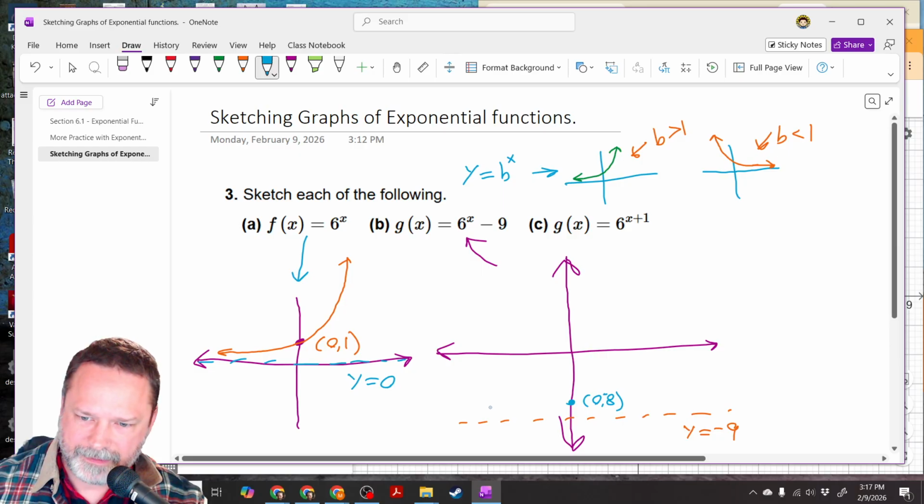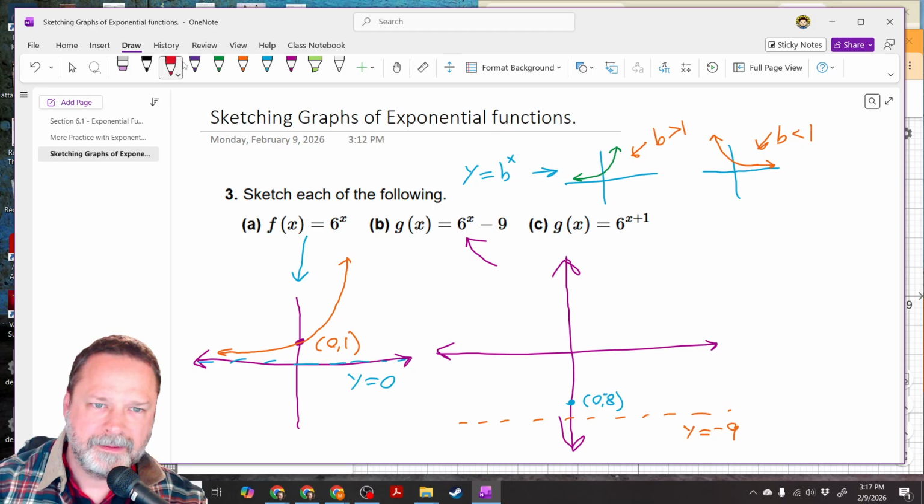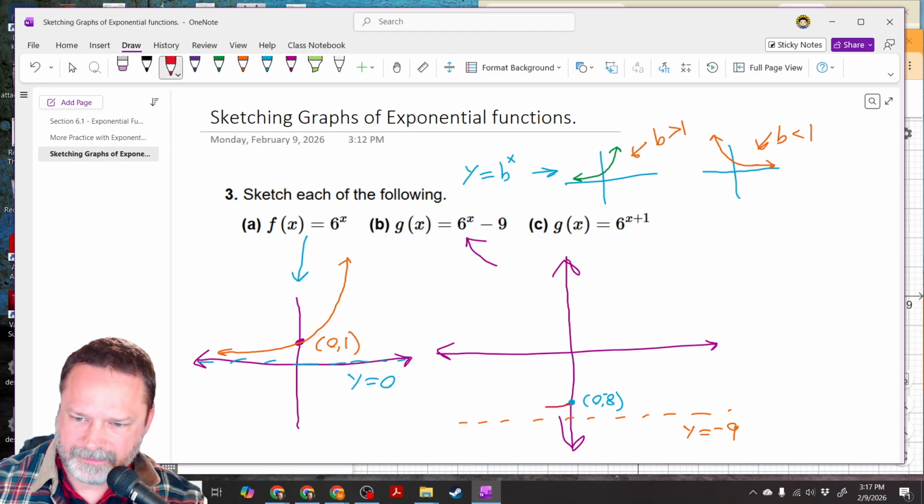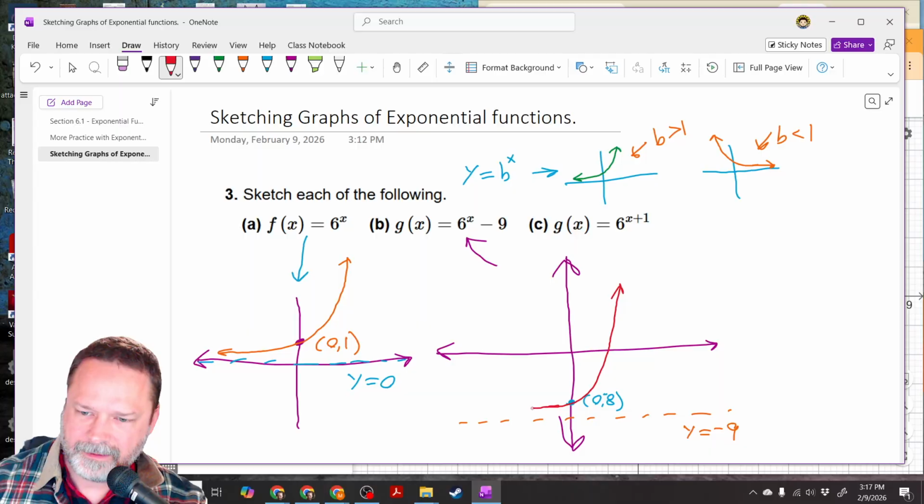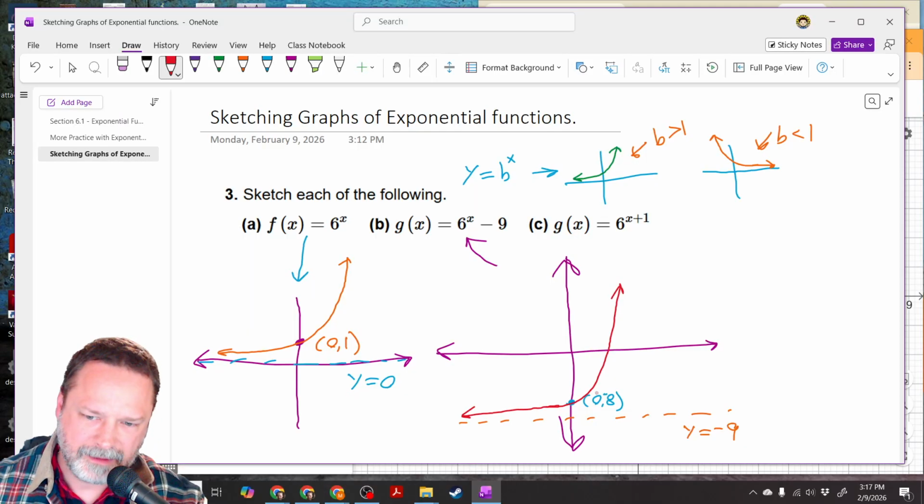It's going to have that same basic shape. It's going to look exactly the same. It's going to be going like this, and then here it's just going to get closer and closer to that asymptote. That's generally what it's going to look like.